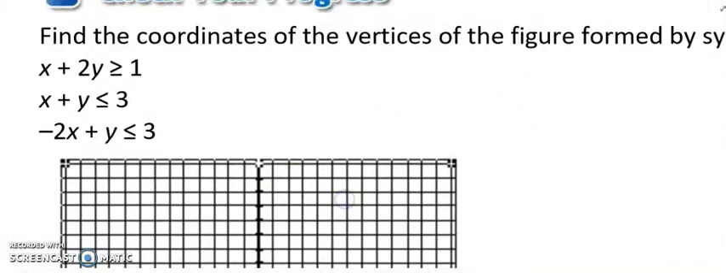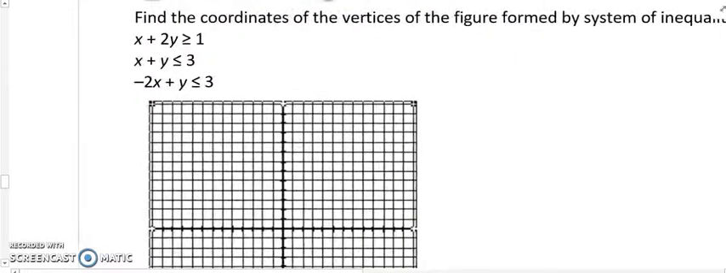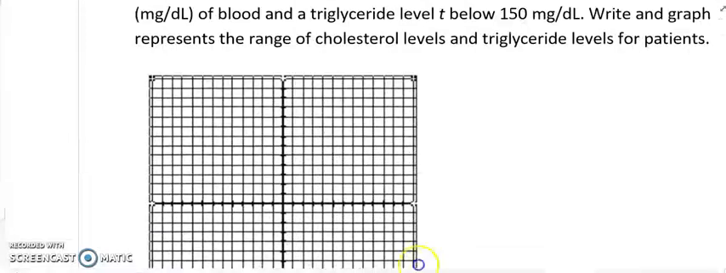So I want you to pause and find the vertices. I want you to graph them, solve it, show all that work, and then check back, okay?